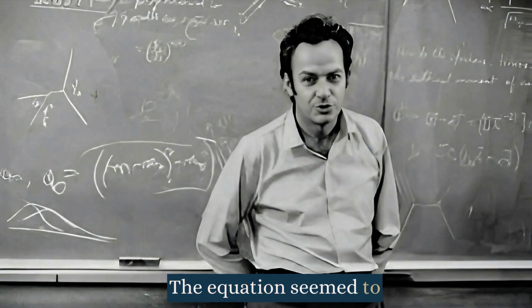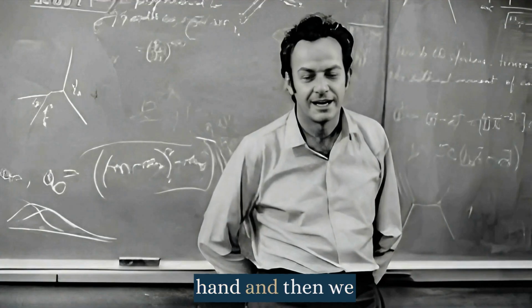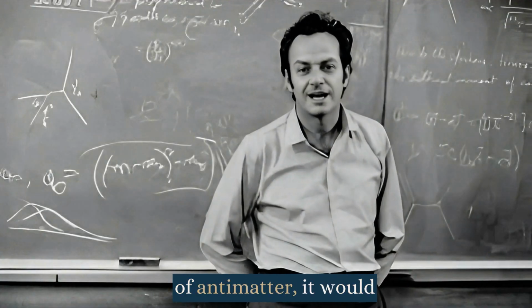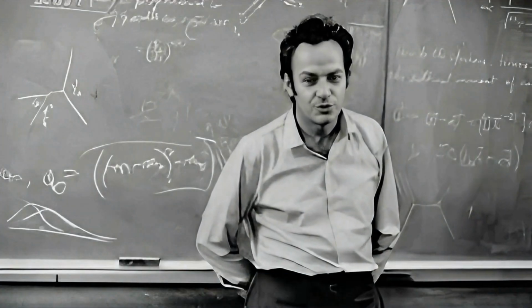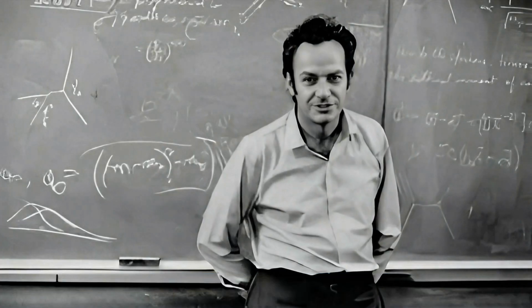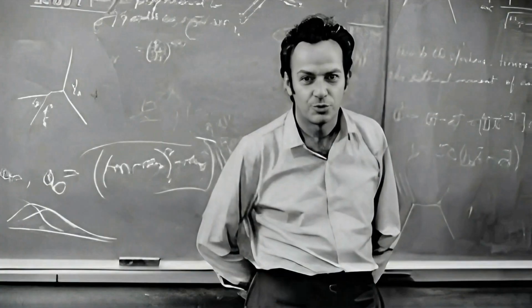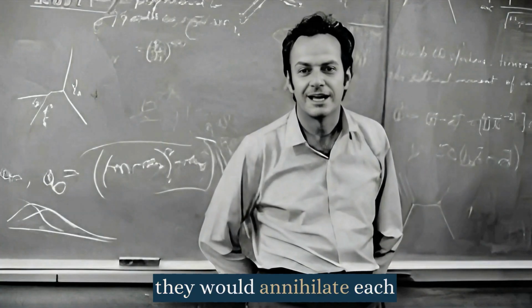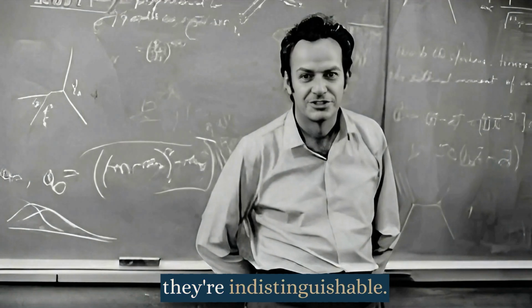The equations seem to show that if a clock, say, were made of matter on one hand, and then we made the same clock of antimatter, it would run in this way. The ticking would be identical. The mechanisms would function the same. Every process that happens in matter should have an exact mirror in antimatter. Of course, if we put the clocks together, they would annihilate each other, but that is different. Keep them apart, and they're indistinguishable.